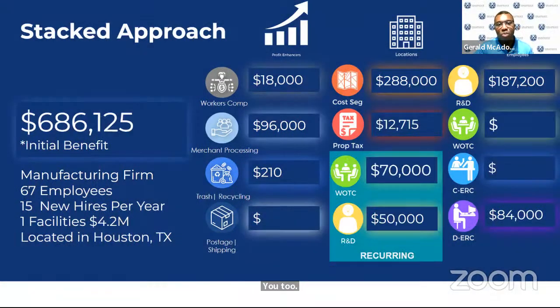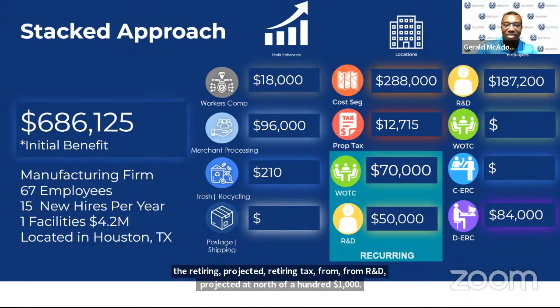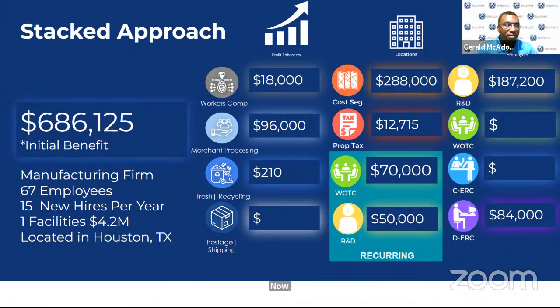Now, the projected recurring tax savings from hiring tax incentive credits and R&D is projected at north of $100,000. Now, don't miss this part. Just looking at some of the categories here, if 92 of every 100 property owners haven't had a proper cost segregation study, if a high percentage haven't taken advantage of the employee incentives on the far right, the hiring tax, for instance, less than 1% are using those effectively.